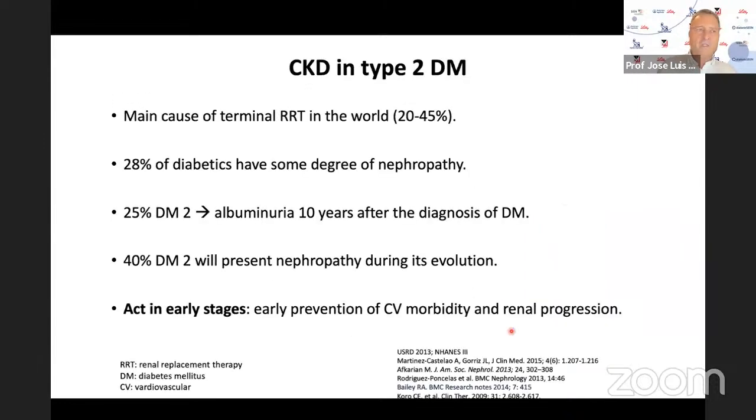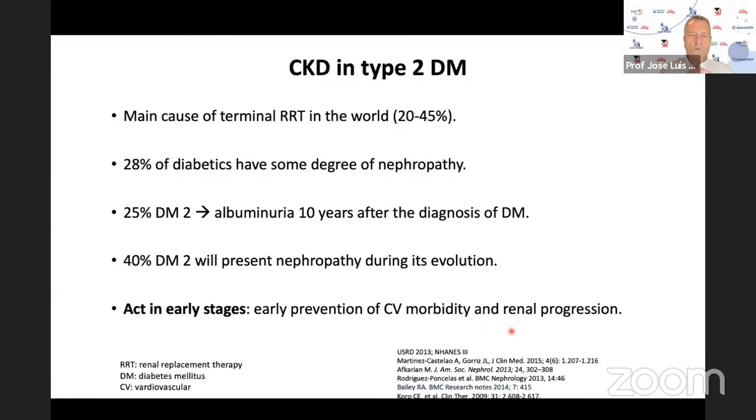Chronic kidney disease in type 2 diabetes is the main cause of renal replacement therapy in the world. 28% of diabetics have some degree of nephropathy. One quarter of patients with type 2 diabetes have albuminuria 10 years after diagnosis. And in general, 40% of those patients will present nephropathy during their evolution.